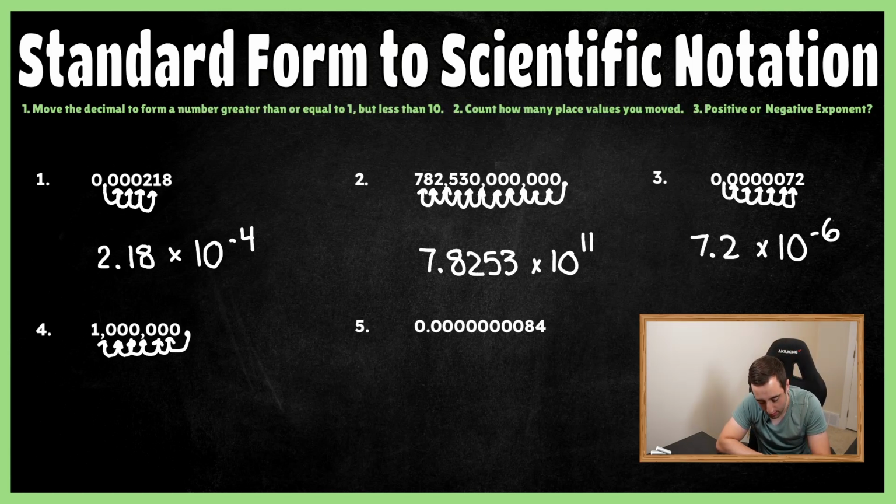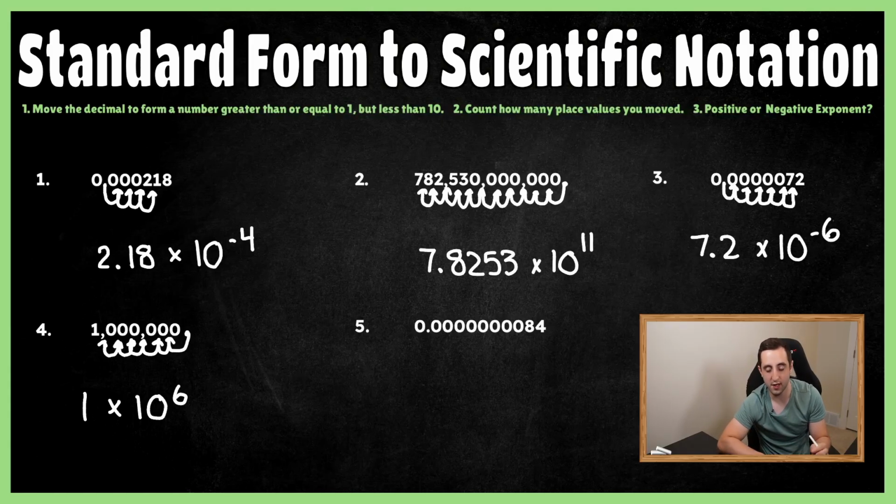So this is going to be 1, because again, it can be greater than or equal to 1. So 1 times 10 to the 6th. And again, it's going to be positive. We move to the left, and our number's larger than 1. Now let's go ahead and take a look at the next one before we move on to scientific notation back to standard form. So again, we have a number that is less than 1.